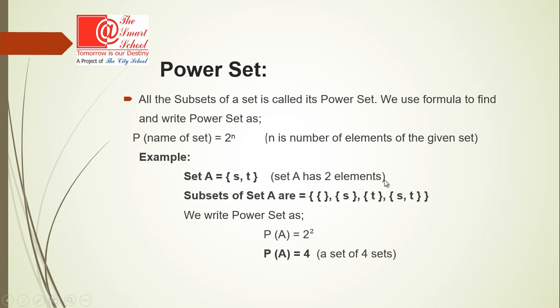Set A has 2 elements. So subsets of set A are, first is empty set, then next set has S as element in it, and this set has T as element in it, and the last one has S and T both as elements in it. So these are 4 sets, 1, 2, 3, 4, and we will write power set as P of A, name of the set, equal to 2 power 2, because it has 2 elements, so we will write 2 over here. Now P(A) is equal to 4 because 2 power 2 is 4. So it is a set of 4 sets which we counted over here. I hope this concept is clear to all of you.